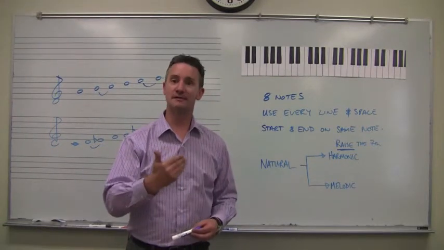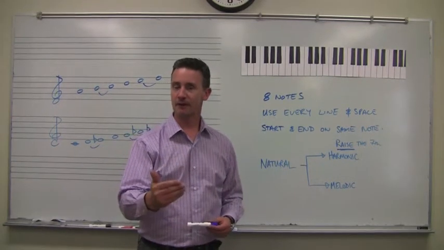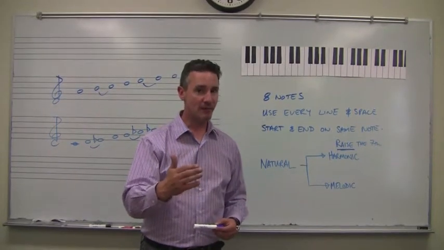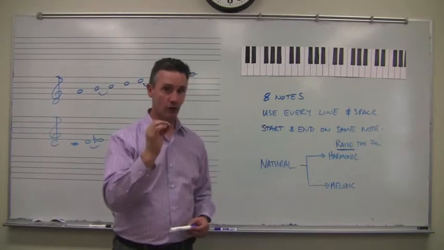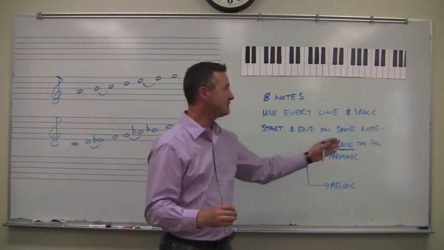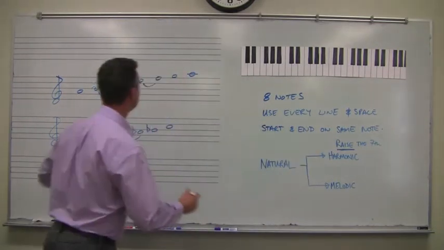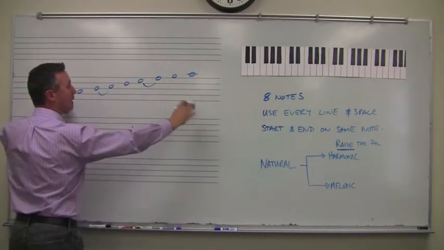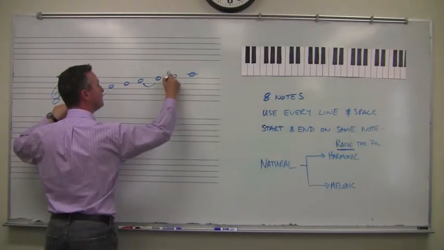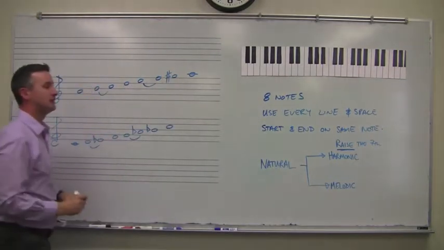You are raising the 7th scale degree. I'll demonstrate what I mean by this in more detail in just a moment, but just underline for yourself the fact that this is raising the 7th scale degree. So, here I am. I've got my A natural minor scale. I want to make it harmonic. I raise the 7th scale degree.